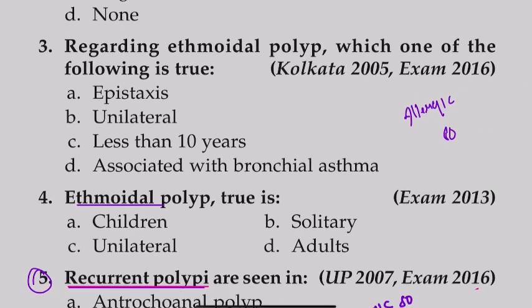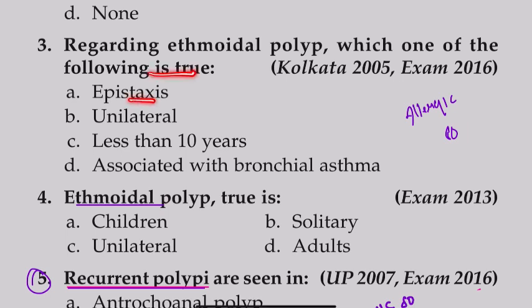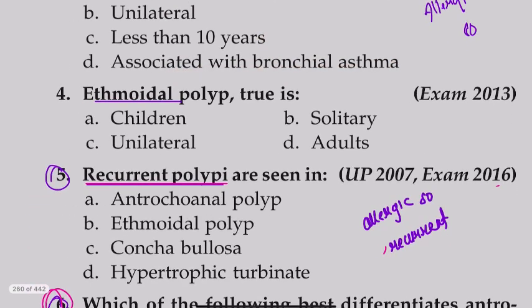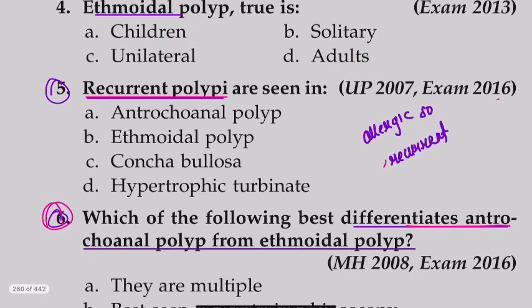Regarding ethmoidal polyp, which one of the following is true? Epistaxis? No, it is not right. Unilateral? No. Less than 10 years? No, it is in older individuals, associated with bronchial asthma. Children? No. Unilateral? No. Solitary? No. Adult? It is true. Recurrent polyposis: recurrence is seen in ethmoidal polyps, since they are allergic in nature. So recurrence will occur in them.